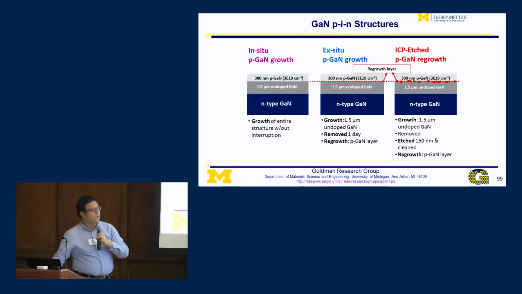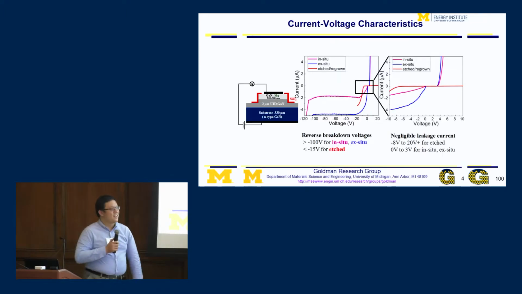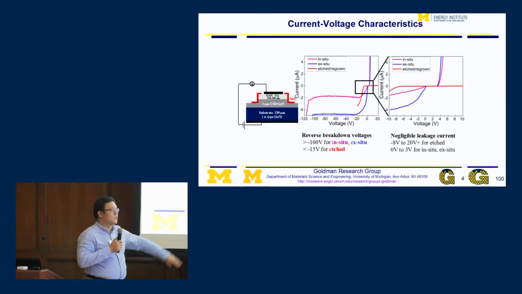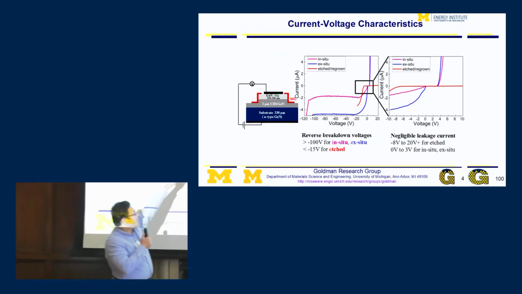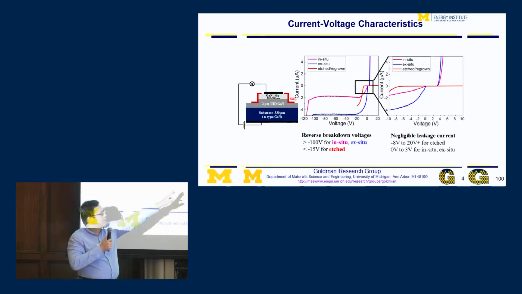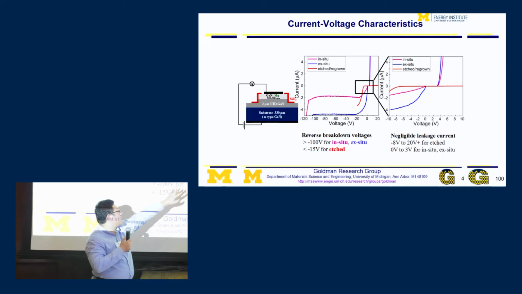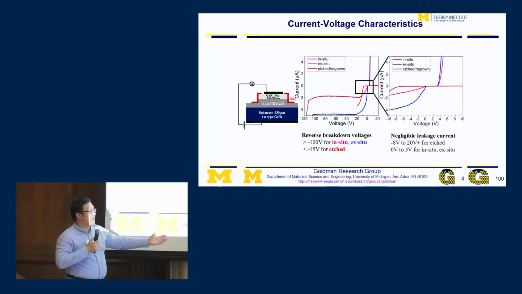So how can those three different methods affect performance? Actually, I will tell you the answer right now. From the IV analysis, which is the common way to define the performance of a diode, we can see that the in-situ performs the best. The reverse breakdown voltage is the highest, where the ex-situ is just slightly worse than the in-situ. The etched one performs really badly. It's less than 15 volts, so it's not really workable in real life.